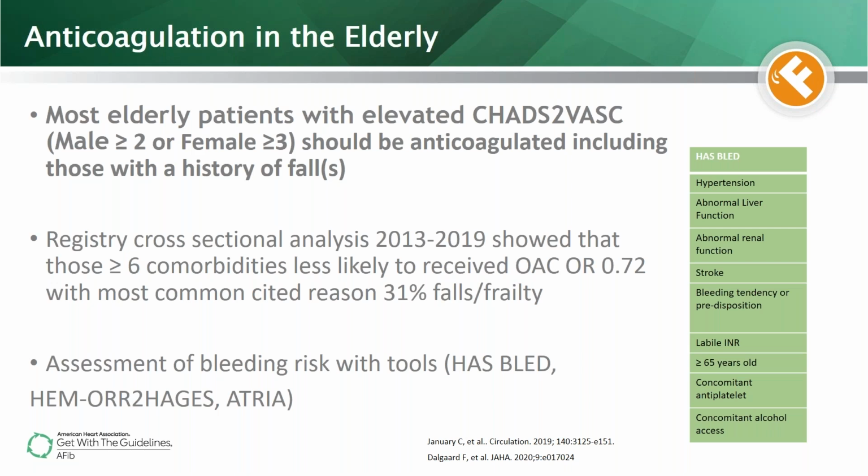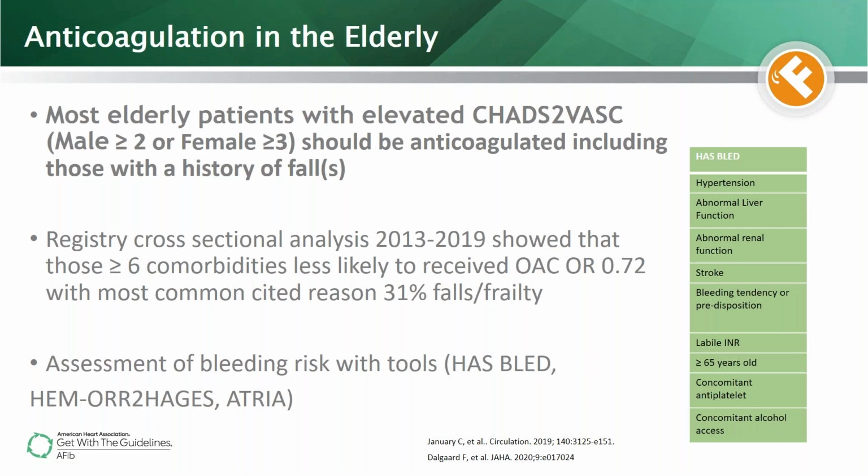If you look at the CHA2DS2-VASc score, patients over 75 are going to get two points. And so males with a CHA2DS2-VASc of 2 or greater, or females with a score of 3 or greater, should be anticoagulated, including those with a history of falls.